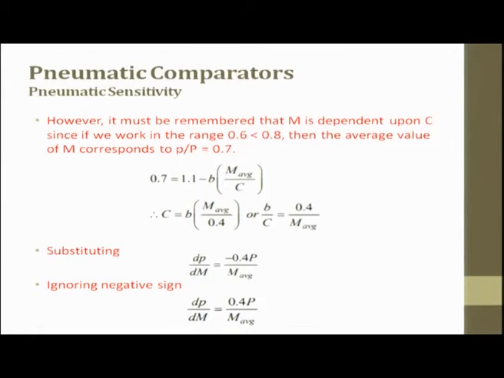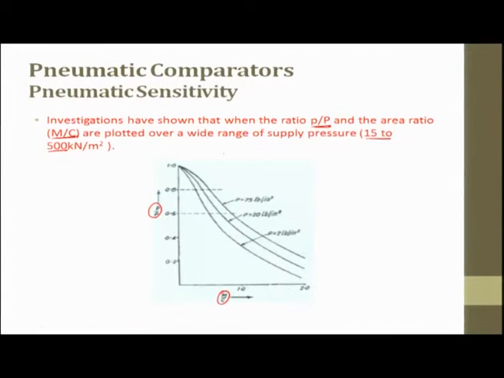Since we work with a range of 0.6 to 0.8, the average value of M corresponds to P by P of 0.7. If you go back and look at the figure, P by P from 0.6 to 0.8 is somewhere here. So, we are trying to take this portion.